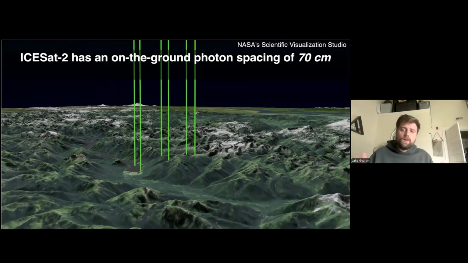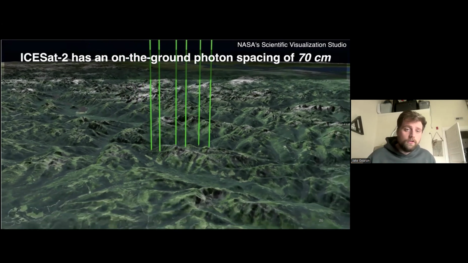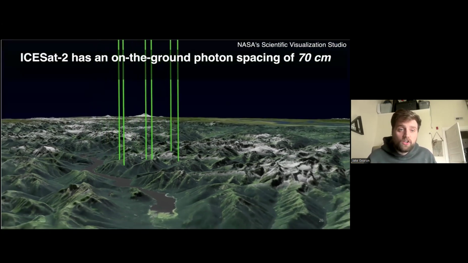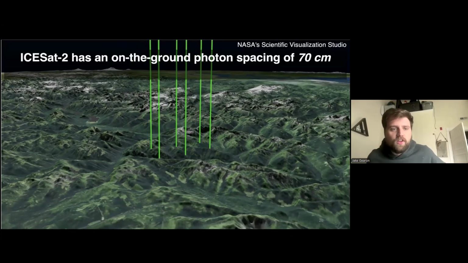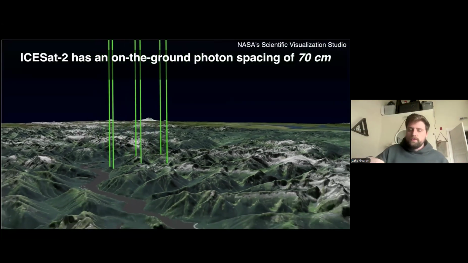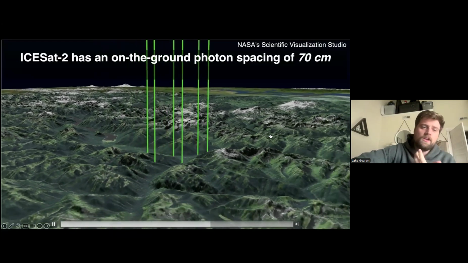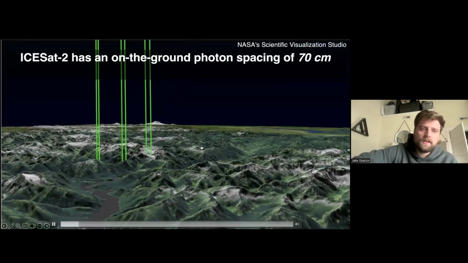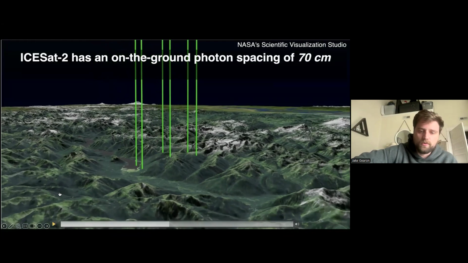It's got this on-the-ground photon spacing of 70 centimeters, meaning that if it was flying over a football field, it would give you an elevation recording in between each yard line. I guess I realize now that's an American sort of reference, but still, it's got a very fine spatial resolution. And of course, this is nominal, meaning that if you have clouds or really 95% dense vegetation, it can be a little bit less precise than that. But in general, it's quite good.